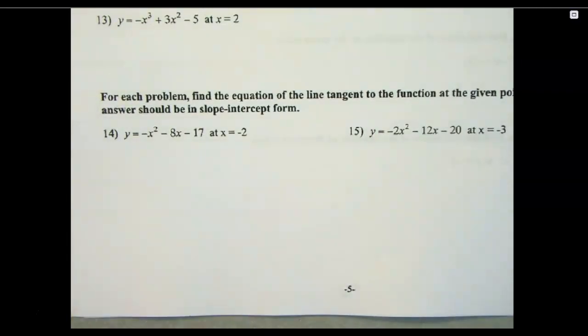How about, do you want to try it? Then I'll go through it? Let's do that. We're doing 14.